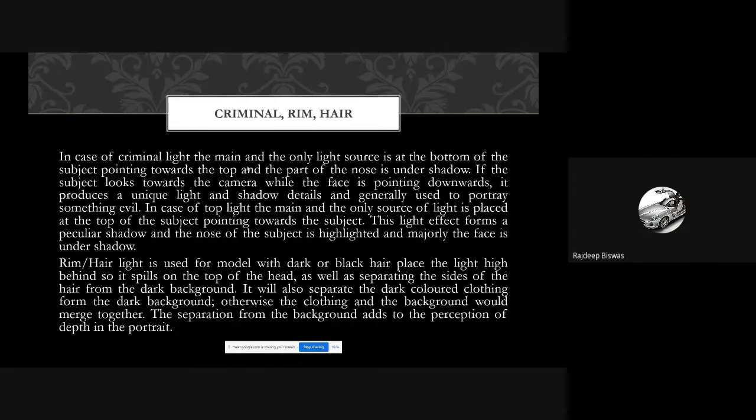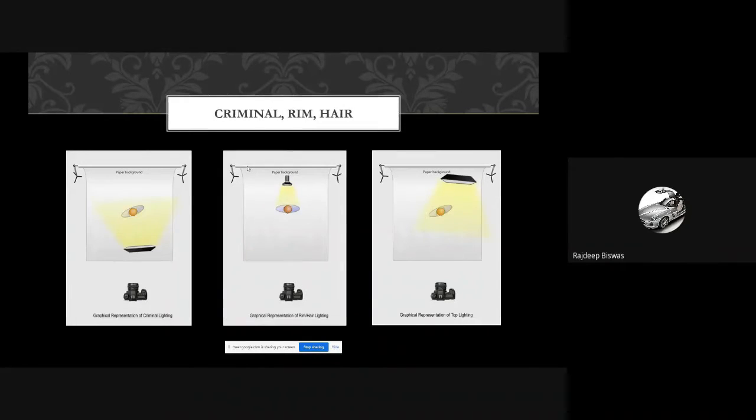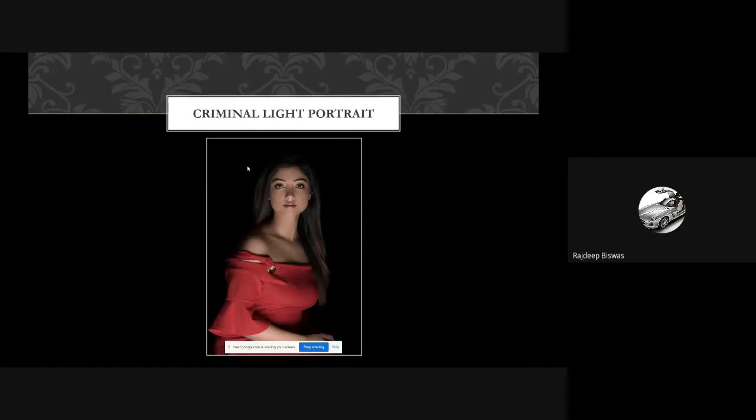Now, rim or hair light is used for models with dark or black hair. Place the light high so it spills on the top of the head, as well as separating the sides of the hair from the dark background. This is the use of hair or rim light. You might not understand much with this, but you will understand with the images.